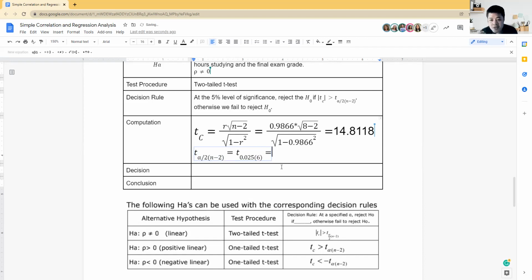For the tabular value of T, will somebody please look at our table of the critical values of T and look for 0.025. Or look at two-tailed, 5%. Two-tailed 5% and then 6. What is the tabular value of T? If you have an answer, kindly key in the answers here, or that value.